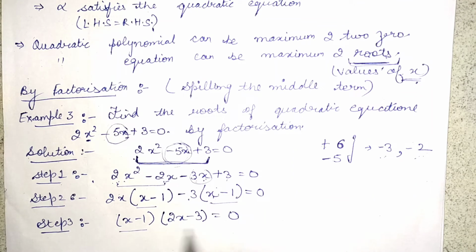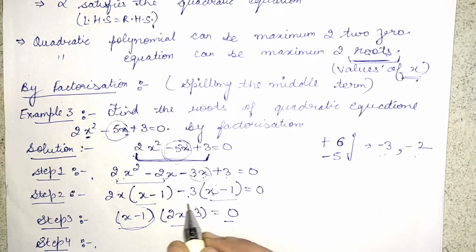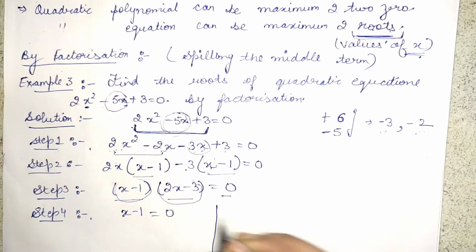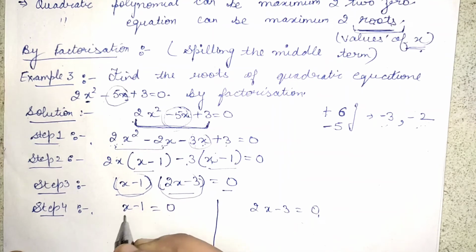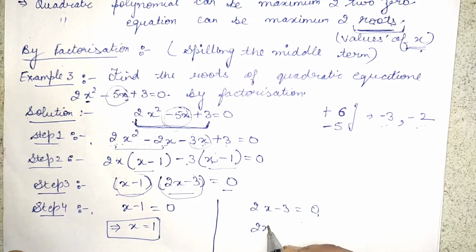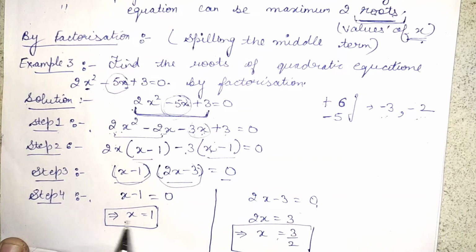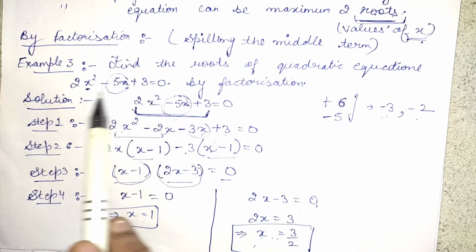Now if the product of any two terms is equal to 0, that means either this term is equal to 0 or this term is equal to 0. So I will equate both the terms one by one to 0. x minus 1 equals to 0 and 2x minus 3 equals to 0. So x will be equal to 1 or 2x is equal to 3, that means x is equal to 3 by 2. So these are the two roots which satisfy my given quadratic equation.